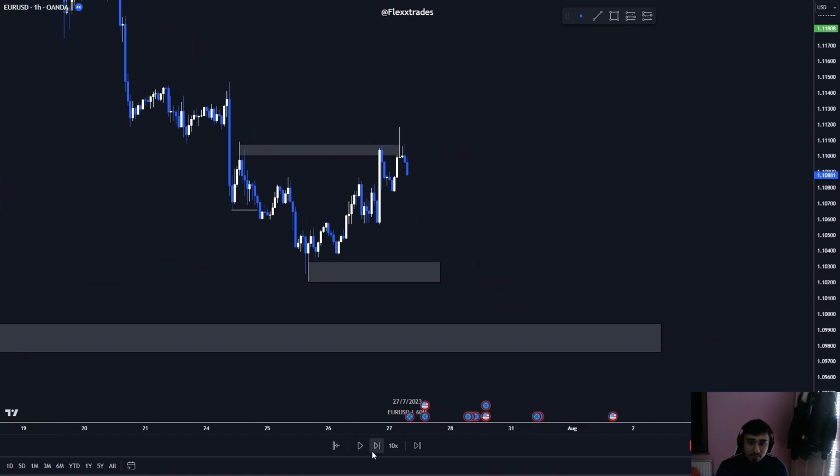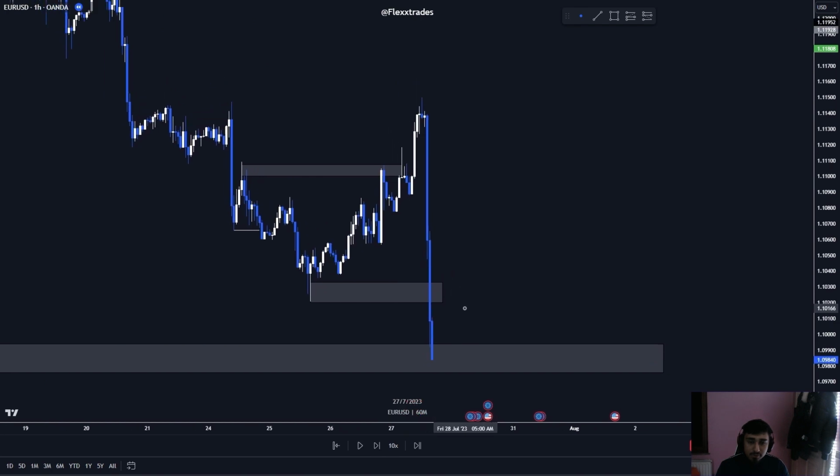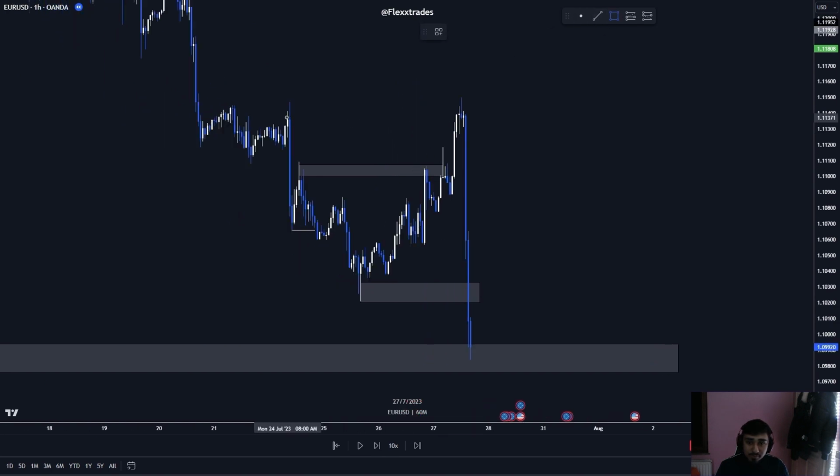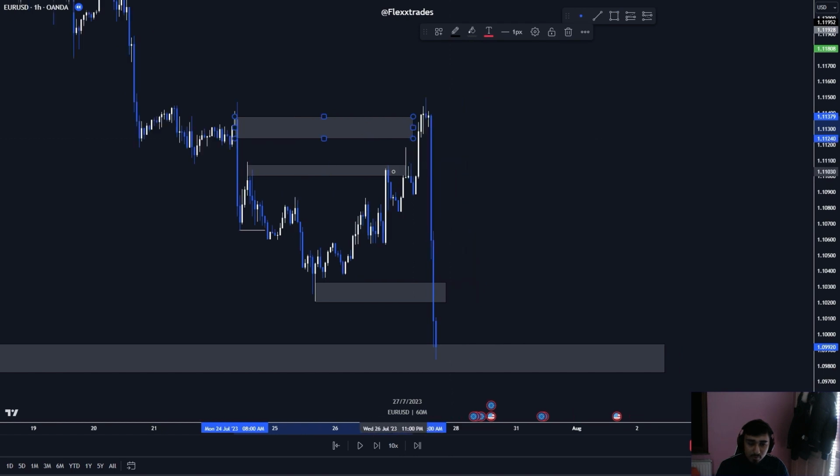We get tagged in right here. Now, what do you see? The supply doesn't hold. What does it do? It simply goes to the next one, right? Which is okay. Because why? If you look at here, you have around a 40 pip move, a 30 pip move. That's easily a trade if you do enter. Now, obviously, if you don't enter, what do you see?